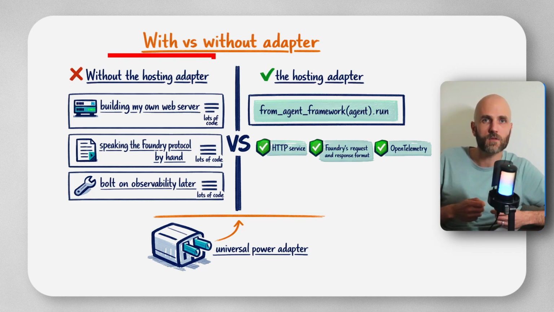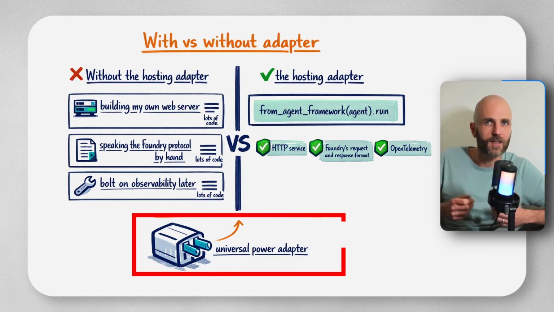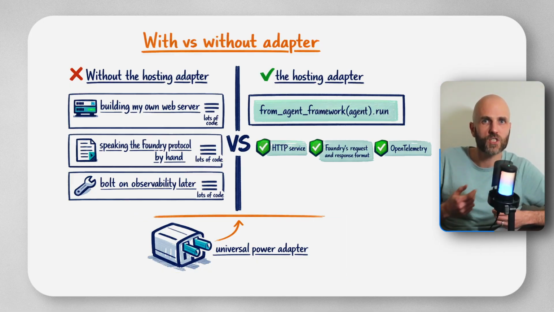Without the hosting adapter, I'm building my own web server. I'm speaking the Foundry protocol by hand, and then I'm trying to bolt on observability later. With it, the wrapper is tiny, usually just a couple of lines to stand up the service. It's like a universal power adapter when I travel. My appliance has one plug shape, the hotel has a different socket, and the adapter makes them work together.